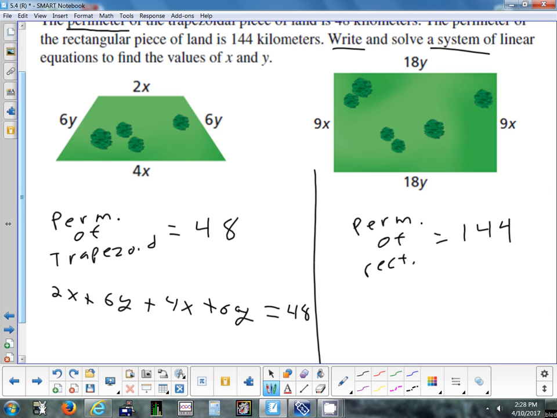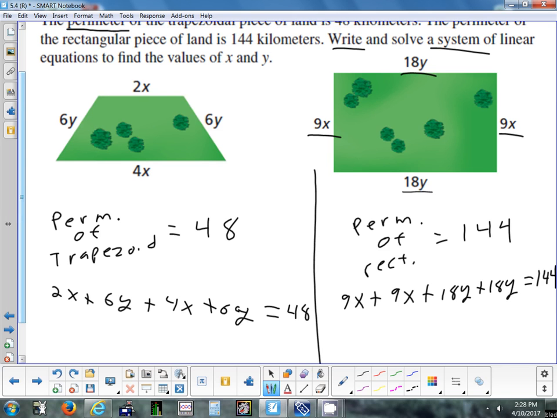And what are we going to do with all 4 of those things you just said to find the perimeter? We're going to add them up. So we're going to put 9x plus another 9x plus 18y plus another 18y. And what are they all going to add up to? We already know it's 144.